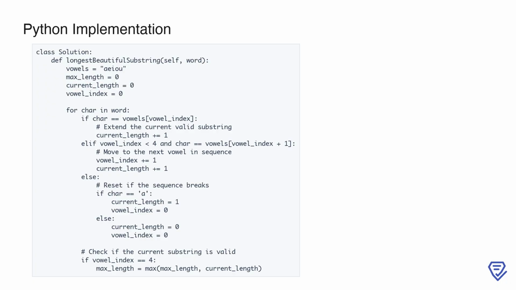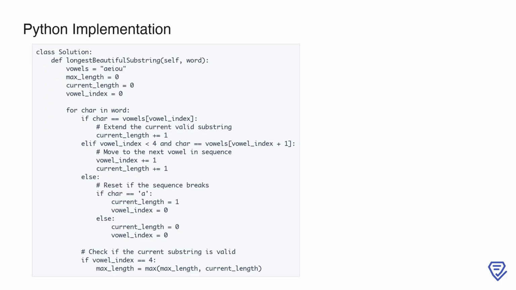In this case, if the character is a, we reset current_length to 1 and vowel_index to 0, since a new valid sequence could potentially start from this point. Otherwise, we completely reset both current_length and vowel_index to 0, as the current character doesn't contribute to any valid sequence.